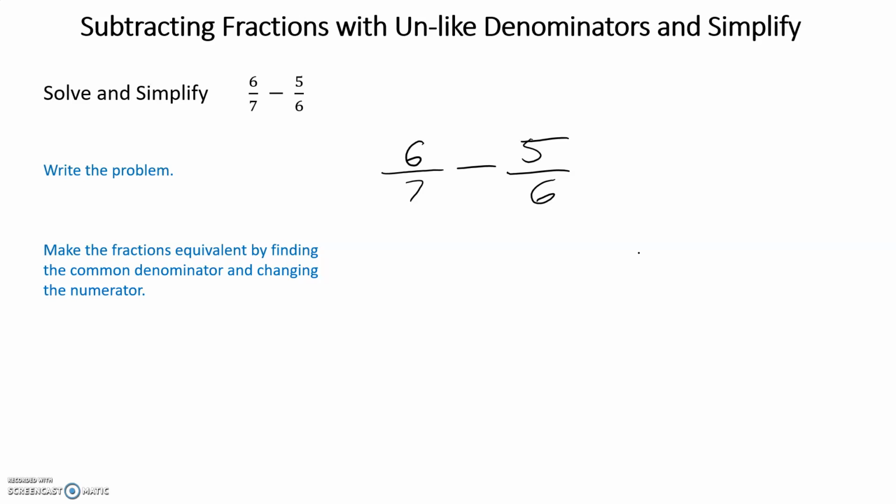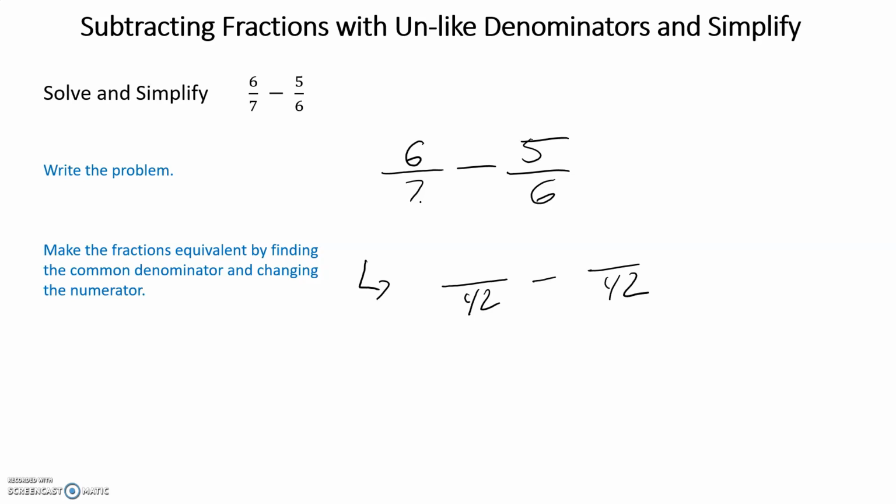Okay, now I need to get those denominators the same. I'm going to look at the highest number and keep finding all the multiples to see where they meet. So 7, 14, 21, 28, 35, 42, and I'm going to stop right there. 42 is a common multiple of 7 and 6, so I'm going to use that as my common denominator. So it's going to be 42 minus 42s.